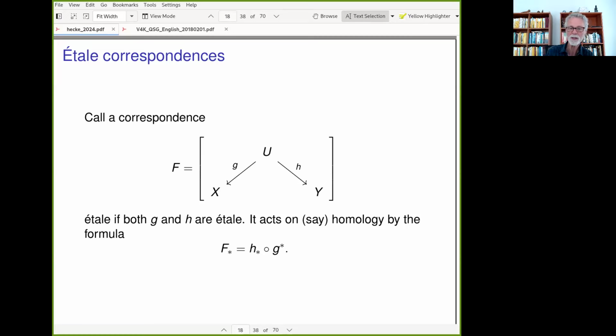And they act on, for example, homology. This correspondence I wrote down acts on homology. You would pull a homology class back under G and push it forward under H. I should say, strictly speaking here, I don't need H to be étale, but all the examples that we consider will be étale on both sides.